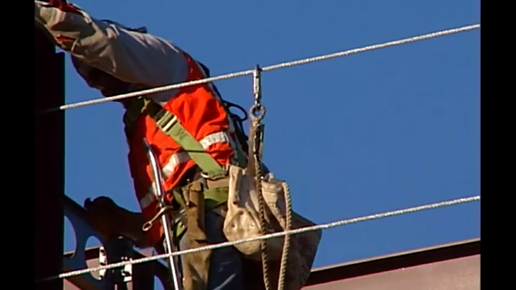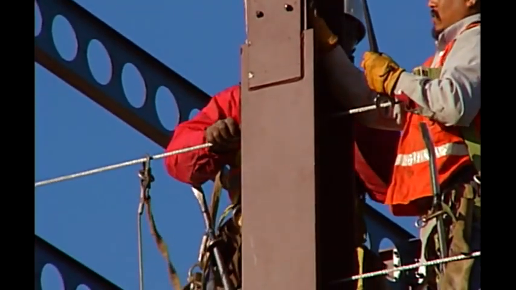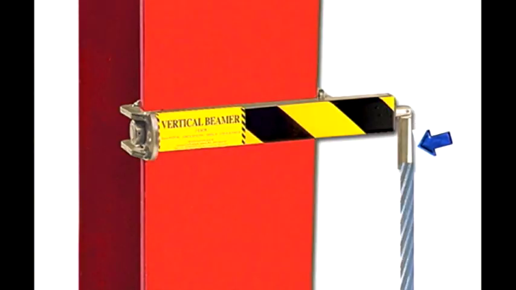Lifelines serve as a means of connecting other components of a PFAS to the anchorage. A vertical lifeline is a flexible line for connection to an anchorage at one end to hang vertically. They may only be used by one person and with a rope grab.